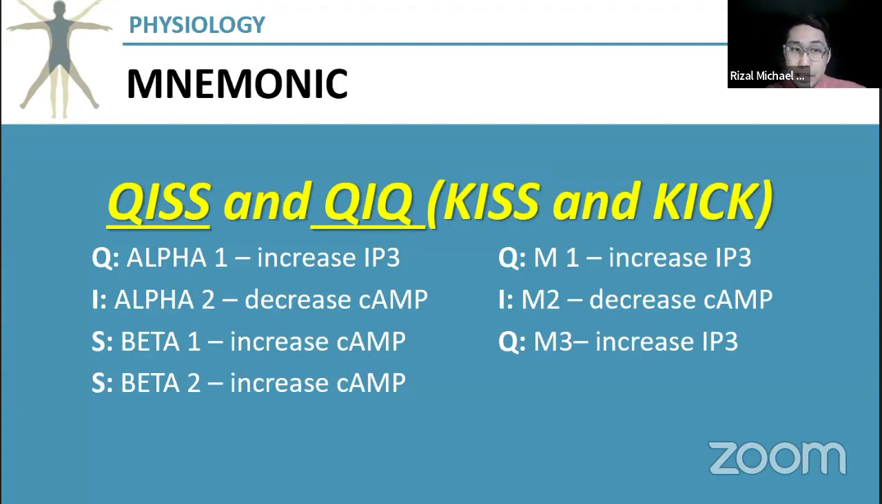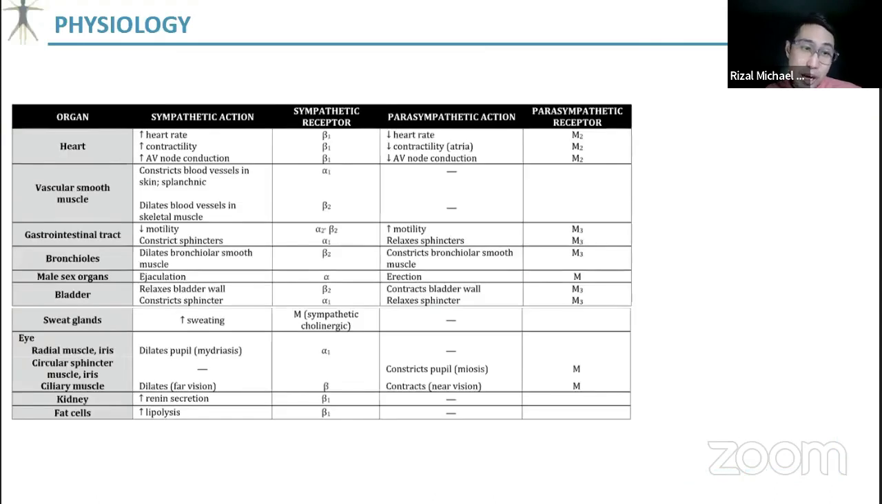So para kapag tinanong kayo sa exam, no, or sa boards nyo, minsan nagbibigay sila ng action. For example, dilates bronchial smooth muscle. Alam mong B2 siya, beta 2. Pero ang tanong sa iyo is ano yung MOA niya, right? They can do that, ha? Ginagawa nila yon. So you have to be familiar with this table and their actions.